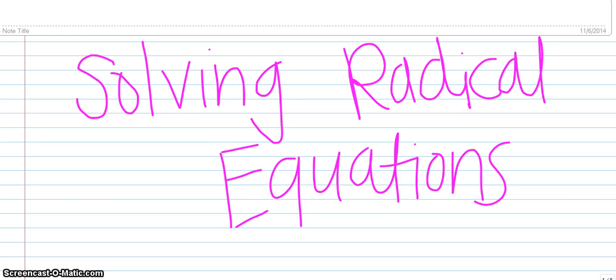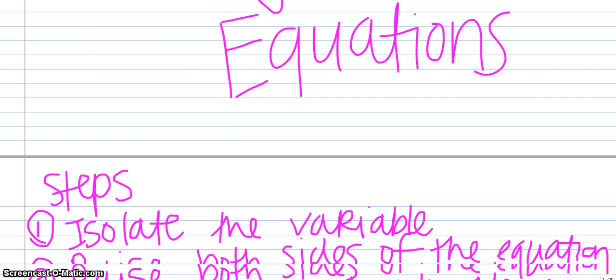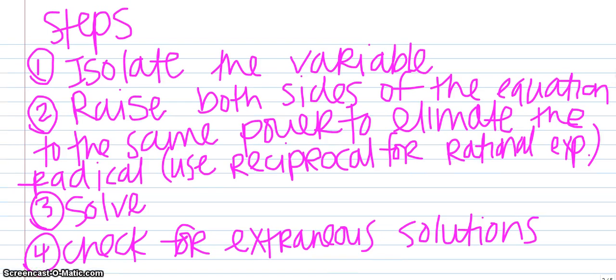Hello students, today we are going to be solving radical equations. When doing this, there are several steps that we need to go ahead and look at. The first step is that we are going to isolate the variable. The next step is we are going to raise both sides of the equation to the same power in order to eliminate the radical. If you have a rational exponent, you're going to raise both sides to the reciprocal power.